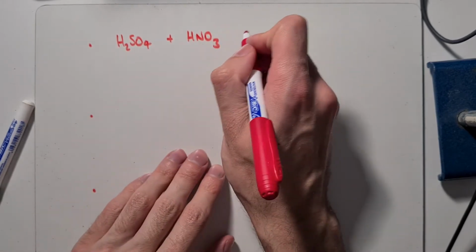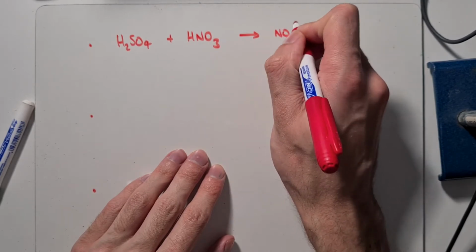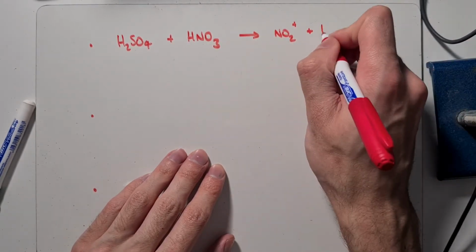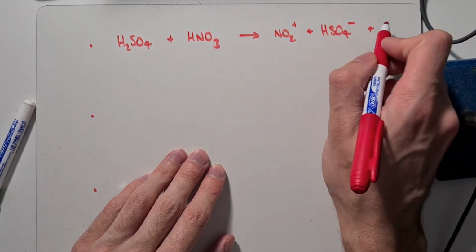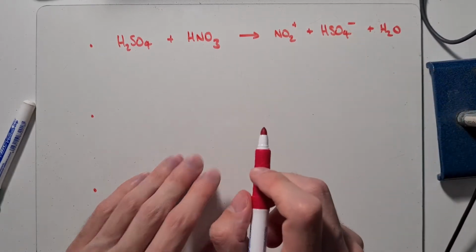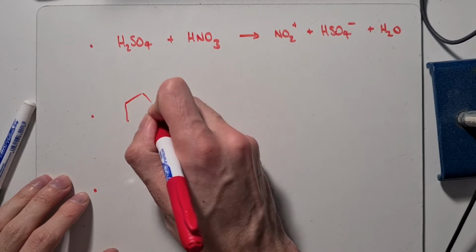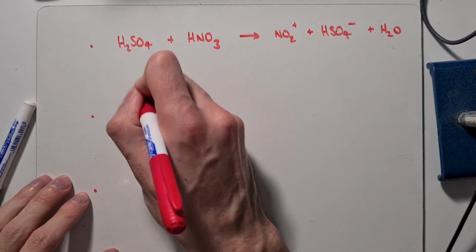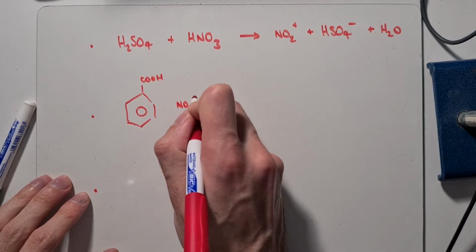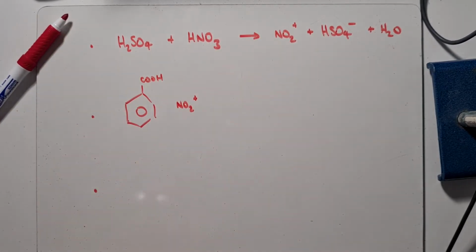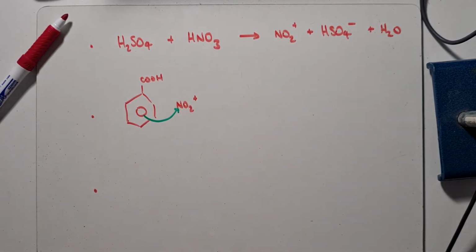We'll have sulfuric acid with our nitric acid, which is going to form our electrophile, plus HSO4 minus, plus water. Next up, our benzoic acid is then going to react with that. So we need a curly arrow from the ring to the electrophile.